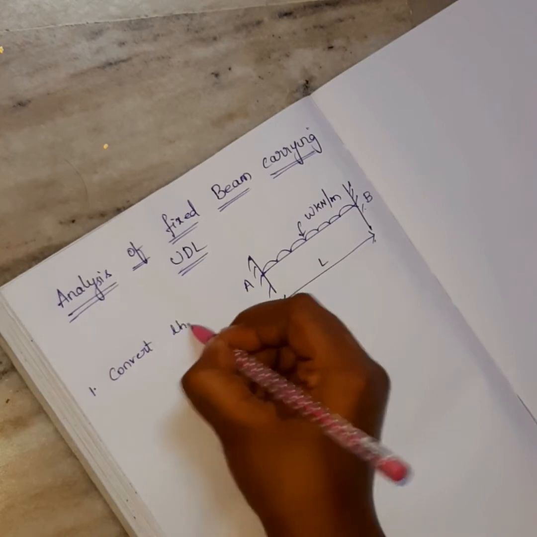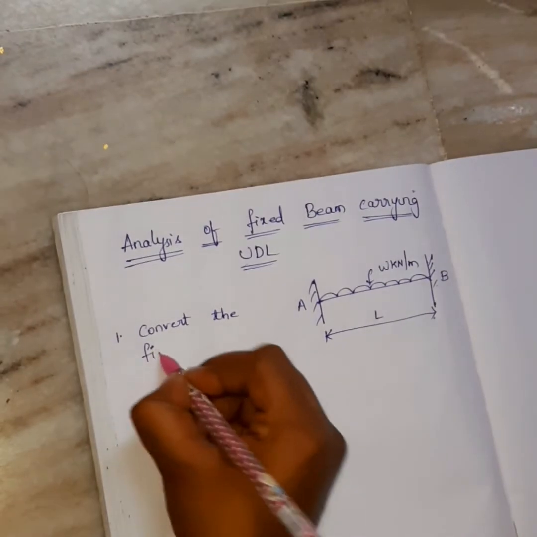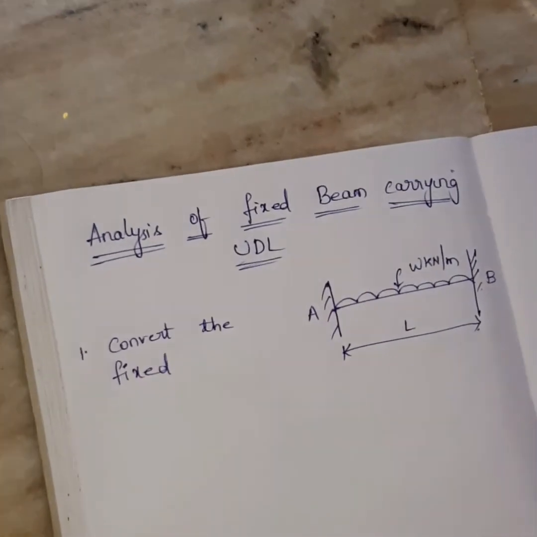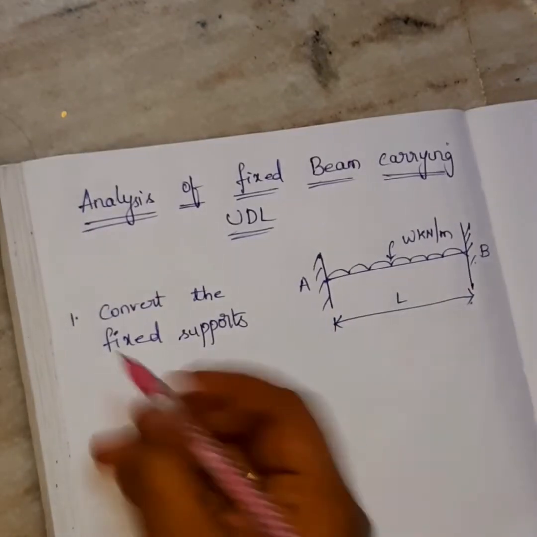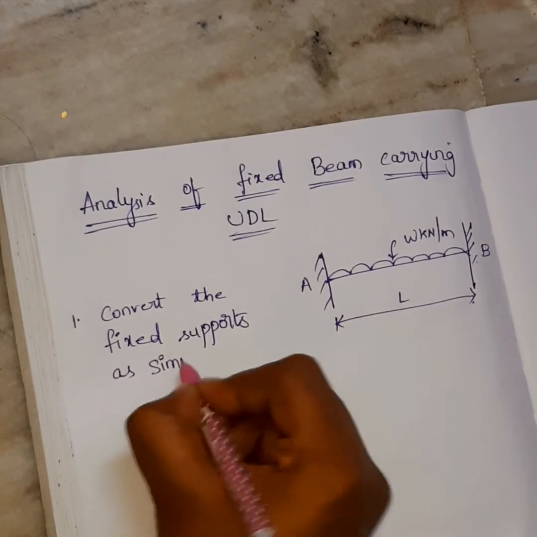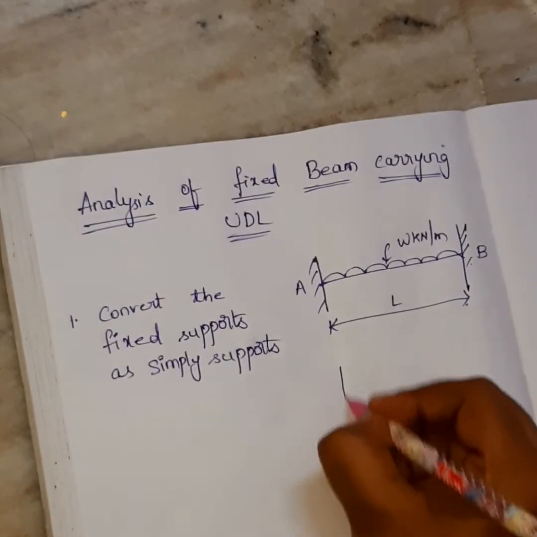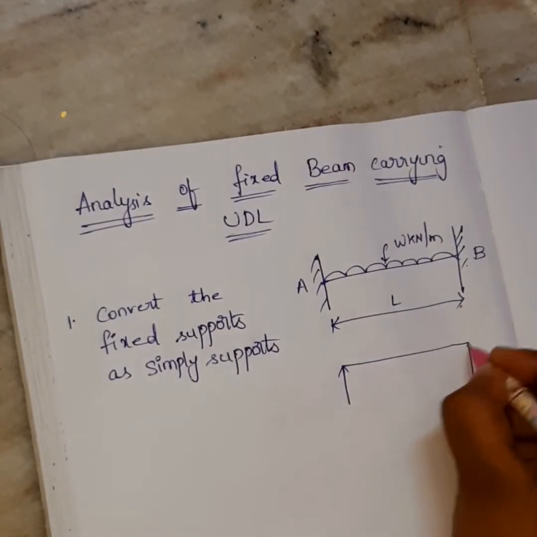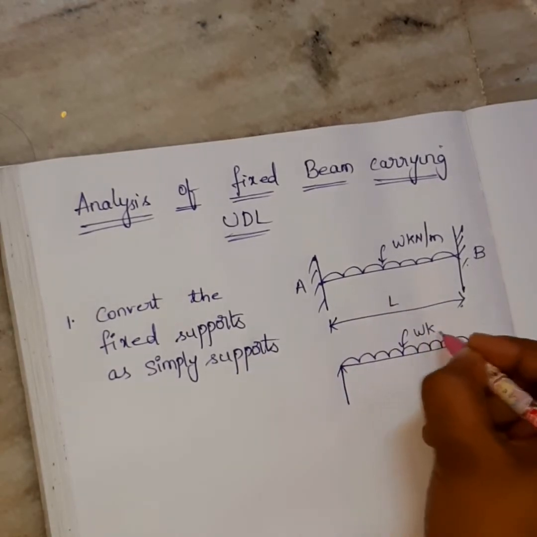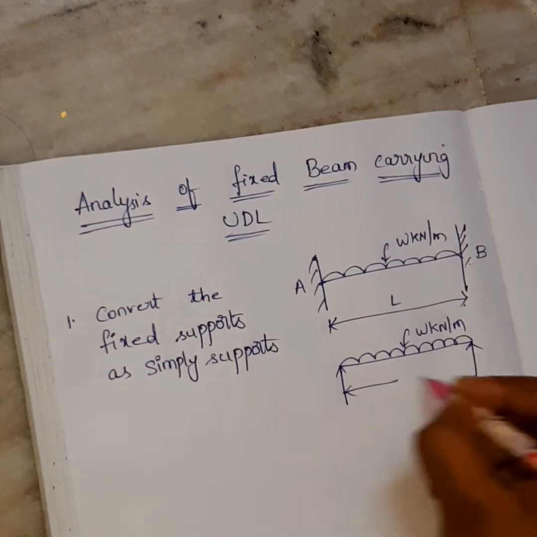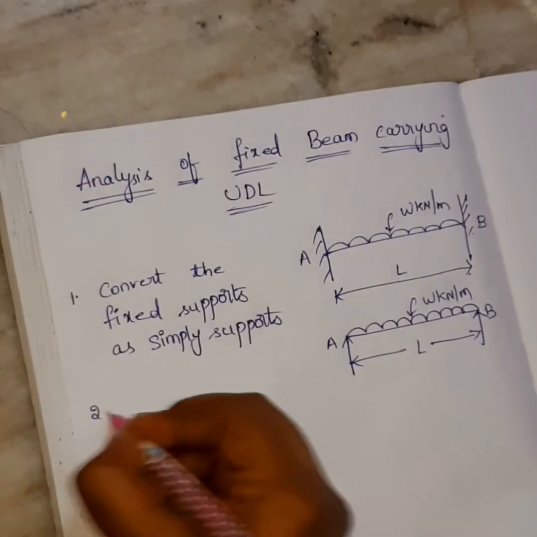Convert the fixed supports as simply supports. So here I am converting the fixed supports as simply supports and the remaining is the same. This is my W kilonewton per meter and this is my length, with ends A and B. Okay, next, what is the next step?